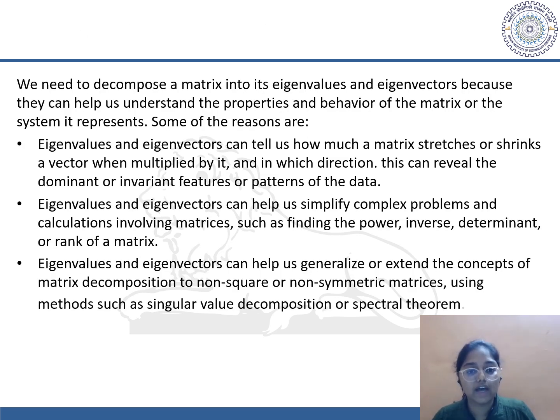Here, I'm going to talk about how decomposing a symmetric matrix, or any matrix for that matter, into its eigenvalues and eigenvectors can help us better understand and interpret the data. We decompose a matrix into its eigenvalues and eigenvectors because they can help us understand the properties and behavior of the matrix and the system it represents. These eigenvalues and eigenvectors tell us about how the matrix scales when a vector is multiplied by it, and also about its direction, which helps us understand the patterns of the data better.